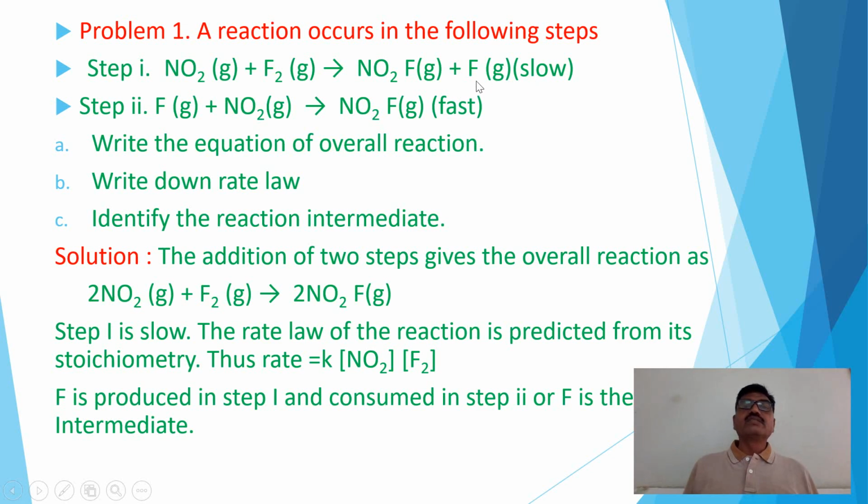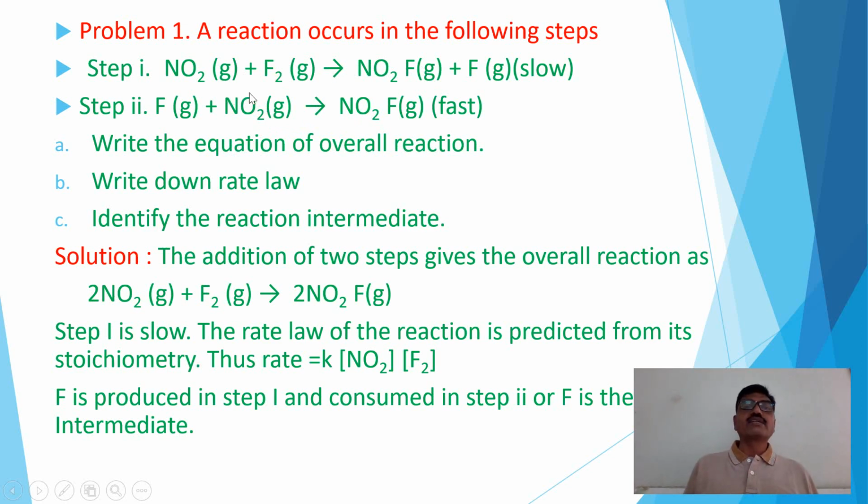And again, this is the slow step. This is observed experimentally while studying the mechanism. So this is the slow step. And the first step is second: gaseous fluorine plus gaseous NO2 gives nitryl fluoride. Again, there may be such a numerical in the examination. So write the equation of the overall reaction.